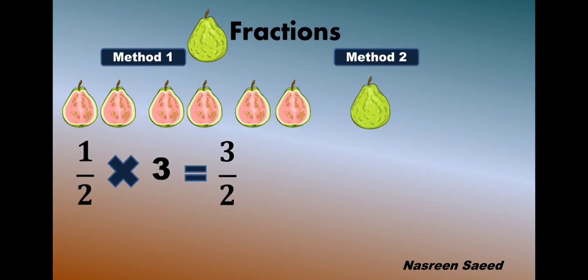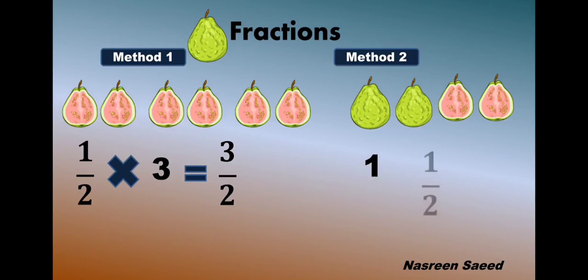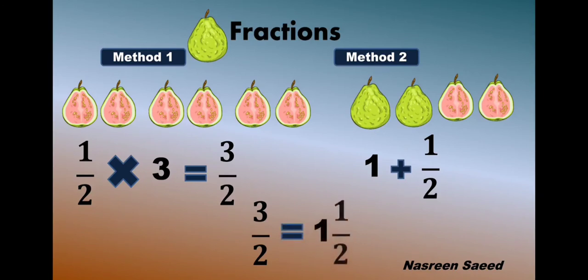First we will give 1 whole gava to each person. Then we will divide the remaining gava into 2 equal parts and give each person one part of the third gava, that is half a gava. So each person gets 1 whole and half a gava. That means each person will have 1 plus half gava. So this shows that 3 upon 2 is equal to 1 and a half. This fraction 1 and a half is also called a mixed fraction.